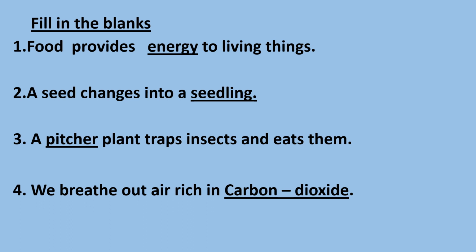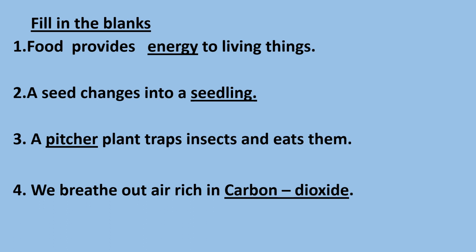Then we have the third question, which is: a dash plant traps insects and eats them. The answer is pitcher plant. Children, parts of some plants show special movements, and the pitcher plant is an example of it. Pitcher plant is an insectivorous plant and it traps insects to fulfill its requirement of nitrogen and other nutrients, as it grows in soil that lacks nitrogen.